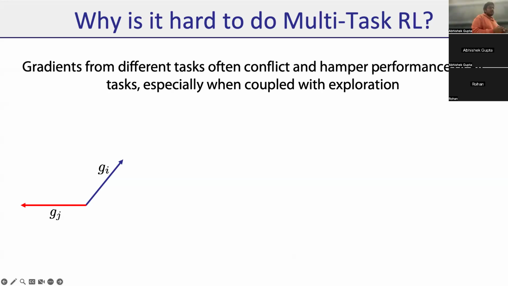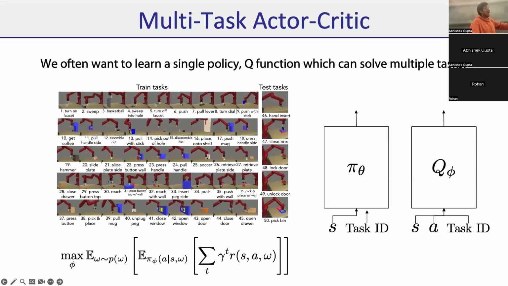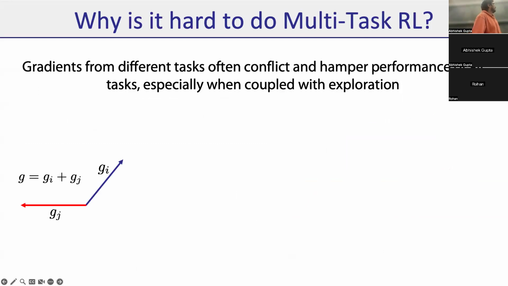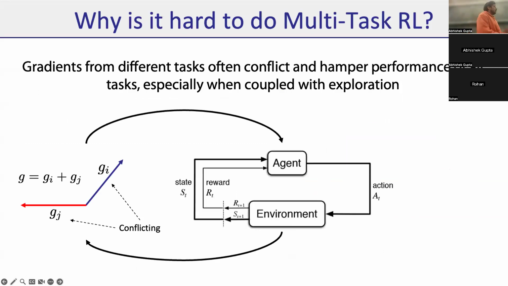And it's not a representational issue, as we saw that the policy has the task ID included. So in principle, it should be able to represent the optimal policy, because the task ID allows things to separate, right? It's just that it's really hard to find that optimum. So when we're dealing with this combination of conflicting gradients and exploration, that's when you get into trouble, right?